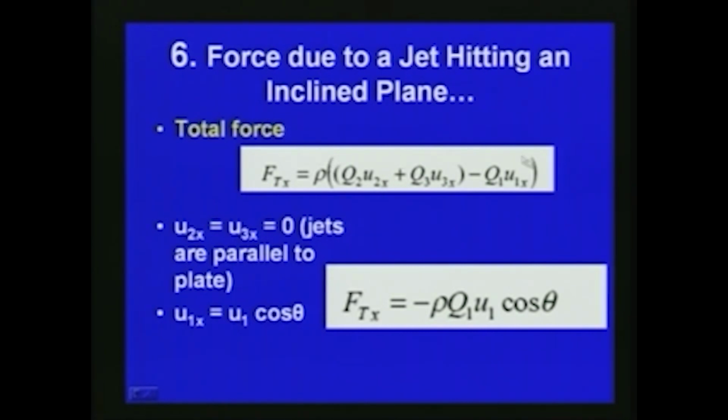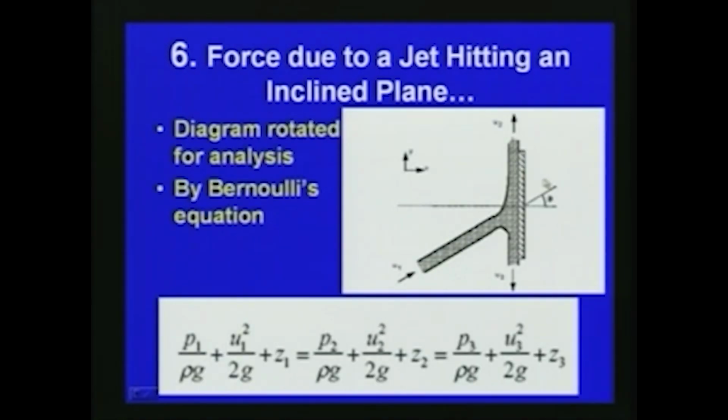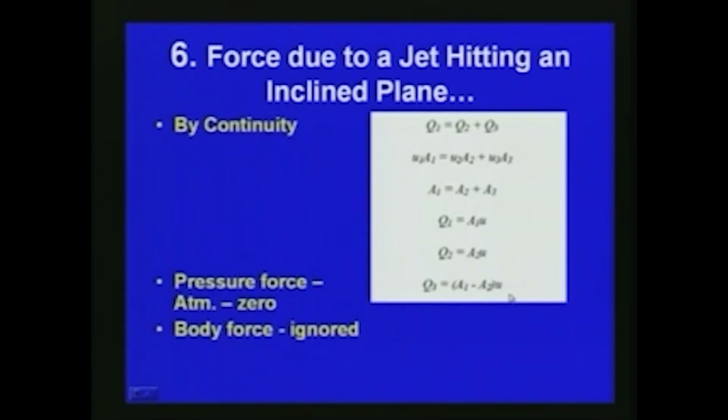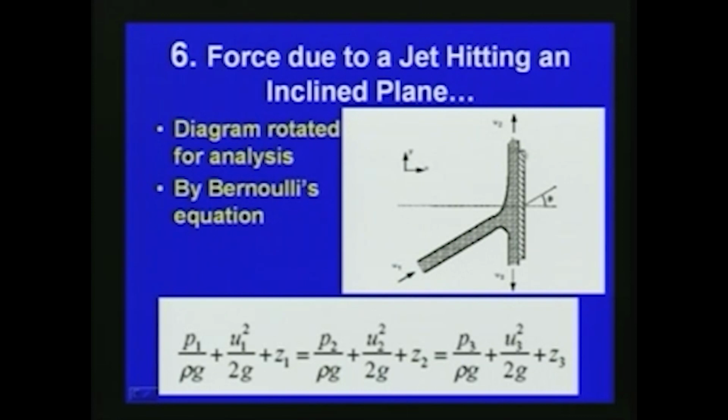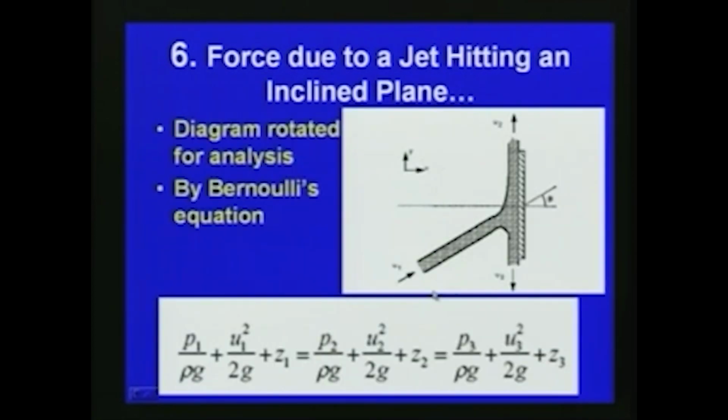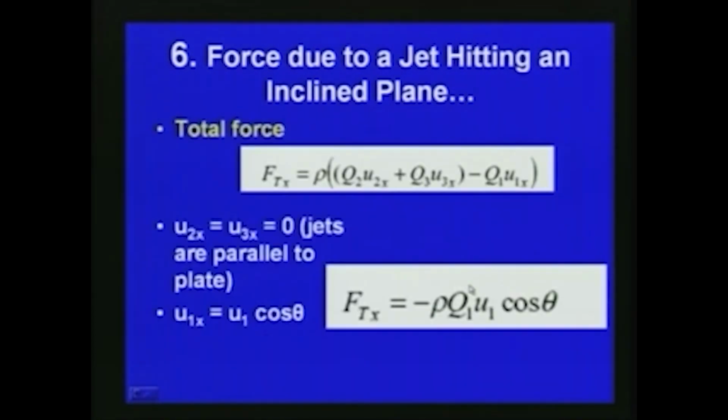So, finally, this expression becomes, since U1x is equal to U1 cos theta, where this angle is theta, U1x is equal to U1 cos theta. So, we simplify the equation to Ftx, the total force in the x direction, is equal to minus rho Q1 U1 cos theta. This will be the force exerted by this inclined jet on the plane, in this particular case where the plane is inclined and the jet is horizontal. So, finally, the total force is Ftx is equal to minus rho Q1 U1 cos theta.